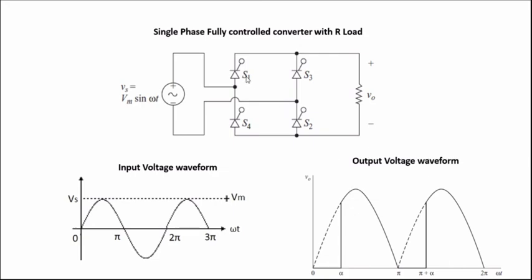After pi radians, the thyristors S1 and S2 will be reverse biased because of the negative voltage being applied across S1 and S2. At angle pi plus alpha radians, the thyristors S3 and S4 are triggered, and they will start conducting. So when these thyristors are triggered in this fashion, we'll get the output voltage waveform like this.